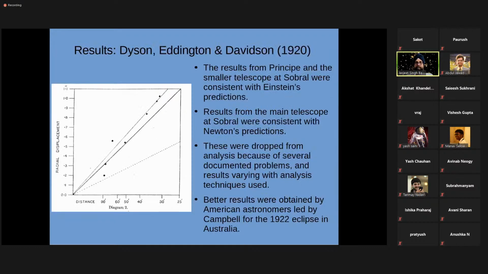So this is the summary from this paper. On the x-axis is distance from the edge of the sun. Notice that the scale is inverted. So things which are on the right are actually closer to the sun, and things which are on the left are further away. On the y-axis is the radial displacement between the location of the star at the time of eclipse as compared to its location normally when the region is far away from the sun.